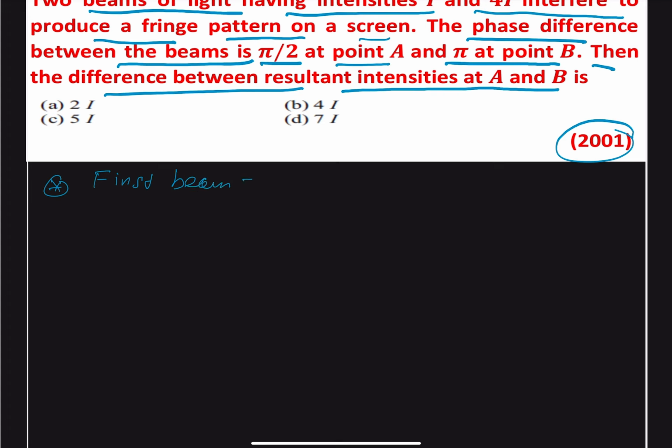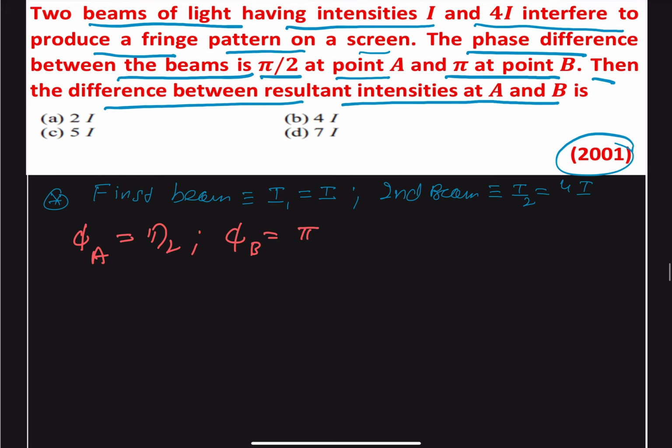The first beam has intensity I1, which is given as I, and the second beam has intensity I2, which is 4 times I. We are given a phase difference at point A: the phase difference at A is pi by 2, and the phase difference at B is pi. We have to find the difference between the resultant intensity at A and B.